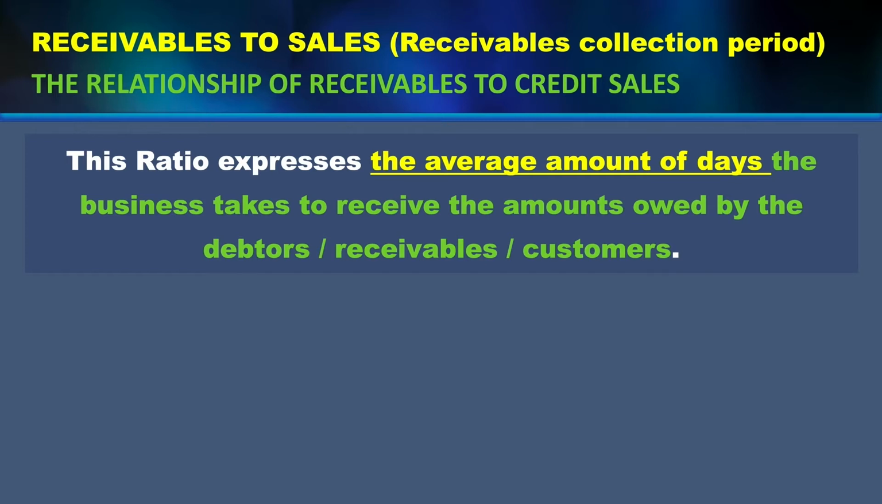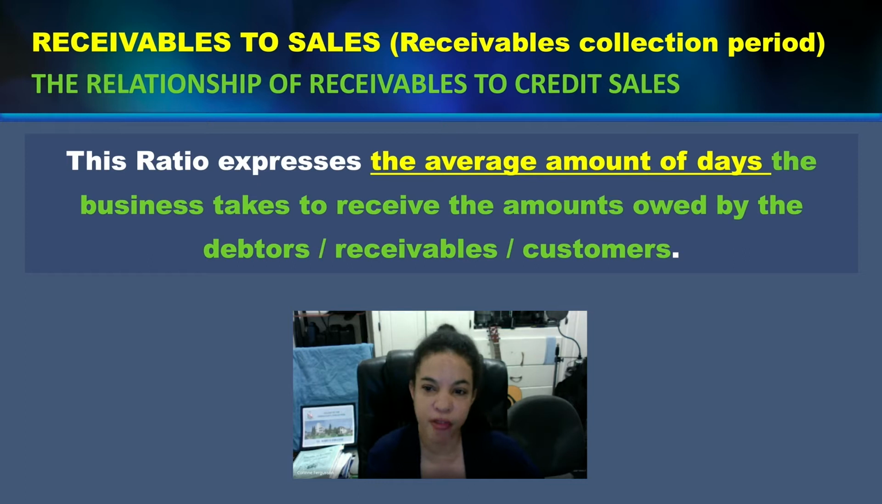All of these are the same thing. So how long on average does it take to collect the money that is owed to the business from the customers after they have purchased from the business? So after the business has sold to them on credit, they became debtors. How long does it take them to now pay that amount owed to the business?